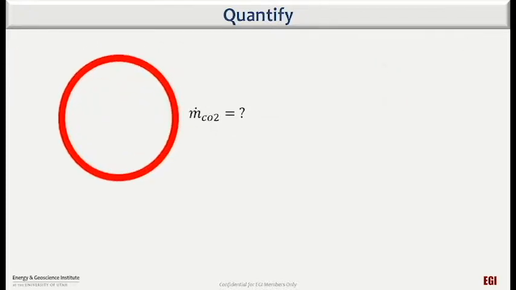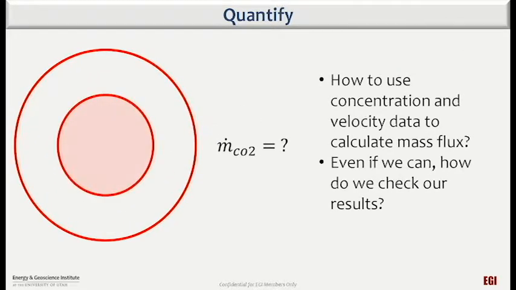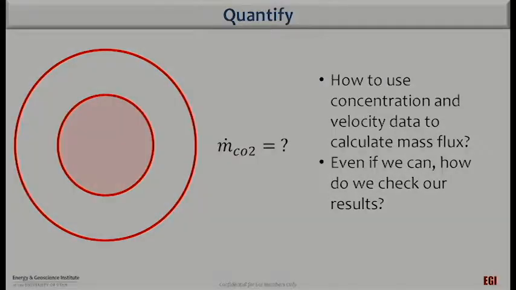Let's first zoom in and assess our ability to quantify the mass flux leaving the vent using volumetric concentration and velocity measurements taken directly at the vent exit. The task was to develop a procedure for using these measurements to calculate a mass flux exiting the vent. However, even if a procedure could be developed, how could we check the validity of our calculations?